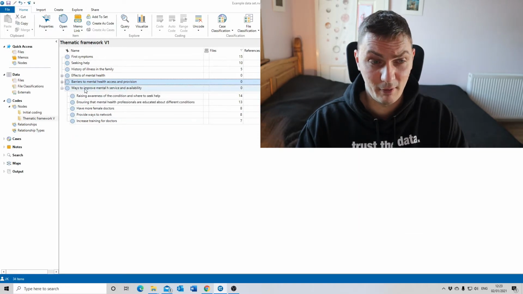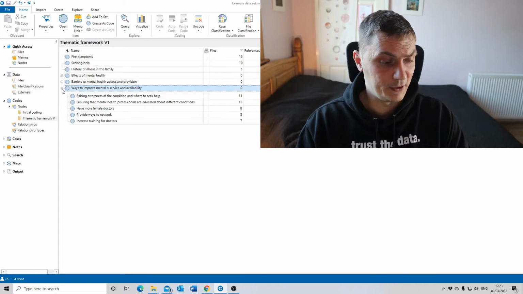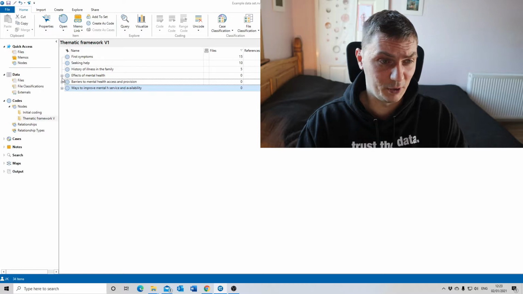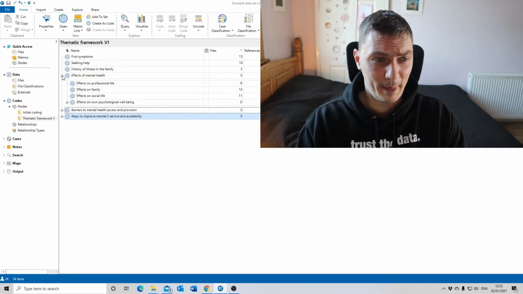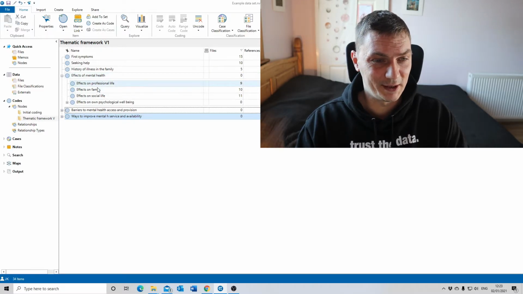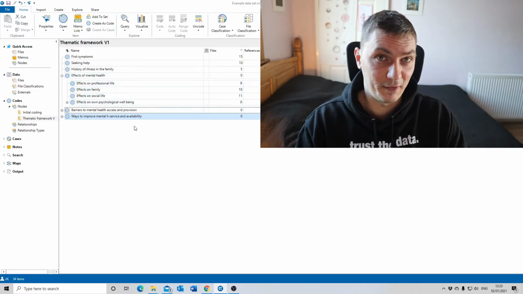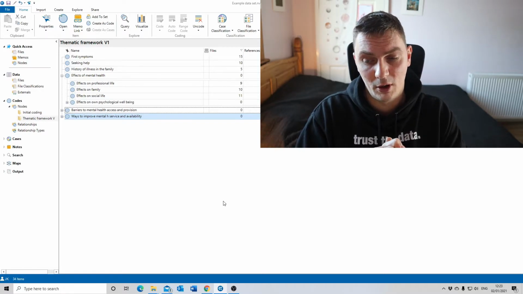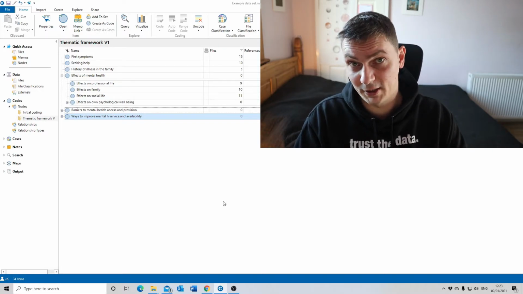But now you can see we have ways to improve mental health. This is directly relevant to our second research question. We have barriers, which are relevant. We have effects of mental health. I would say, again, you can delete it. You don't have to keep it, but there is quite a lot about these effects. I would call it an emergent finding, and I would find a way to incorporate these effects into my discussion.